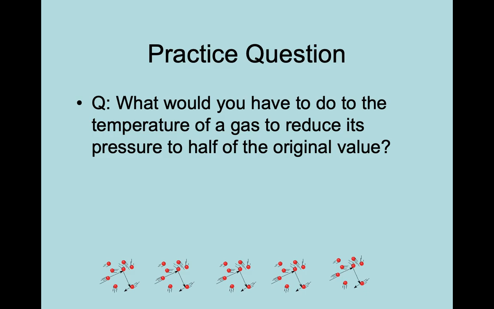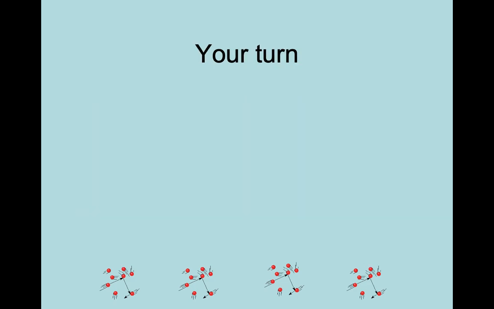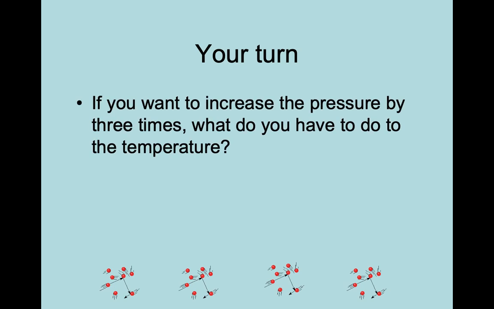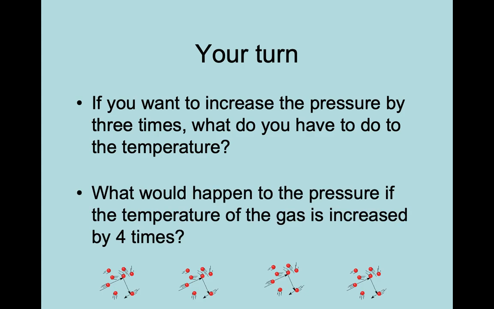What would you have to do with temperature to reduce its pressure to half? Well, let's see. Pressure half means temperature half. Easy, right? Next one. Increase by 3 times. Didn't I do this like 3 times already? Yes, I did. Am I being redundant? Yes, I am. Did you get it yet? I hope so. If you want to increase the pressure 3 times, you have to increase the temperature by 3 times. That's easy. If the temperature is increased by 4 times, what happens to the pressure? It goes up by 4 times.